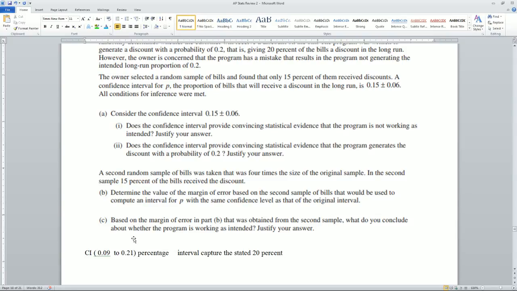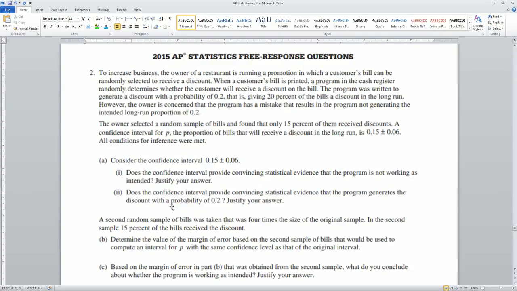Do we need to do a test on this one? Why would you think you're supposed to run a test? Because it talks about the confidence interval. Hmm. Okay, not a test.